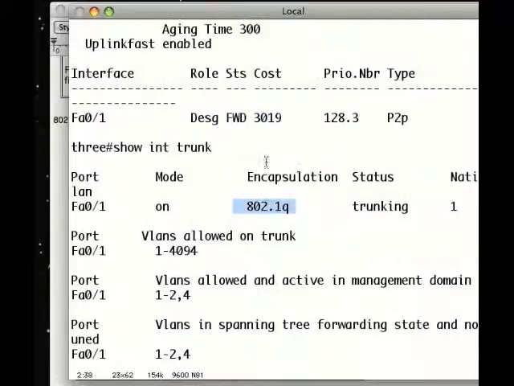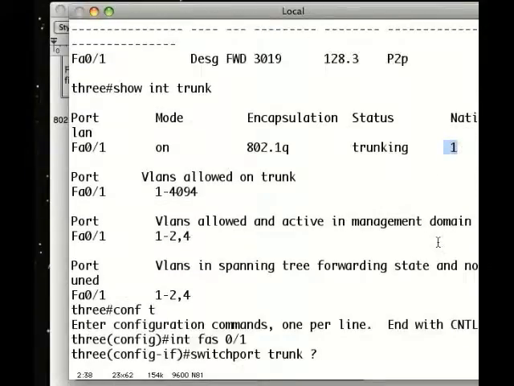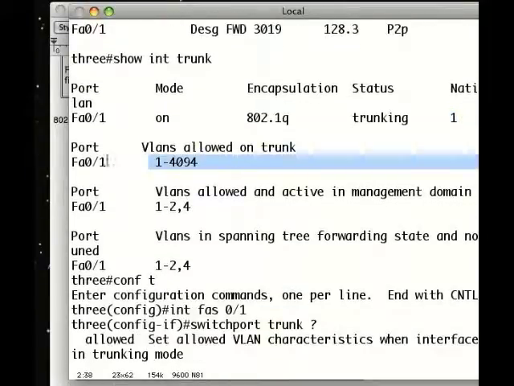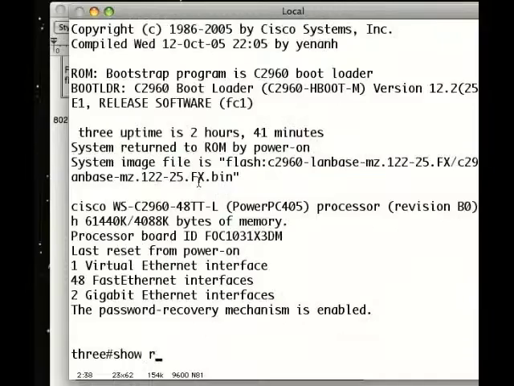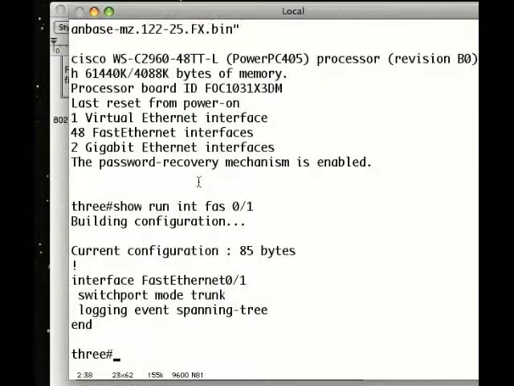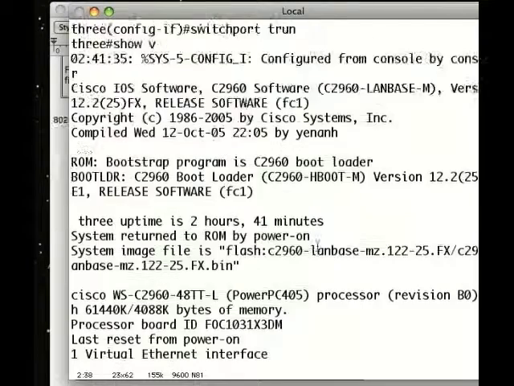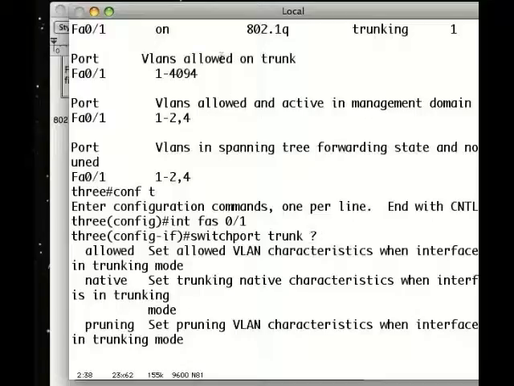Okay, so here I am. I've configured a trunk. My native VLAN is 1. That means that traffic on VLAN 1 is not encapsulated. VLANs allowed on trunk: all VLANs are allowed because I have not configured anything. Show run int fast0/1. There's a command that you could use to restrict which VLANs are allowed on the trunk, and I have not configured it, so by default, all VLANs are allowed on the trunk.